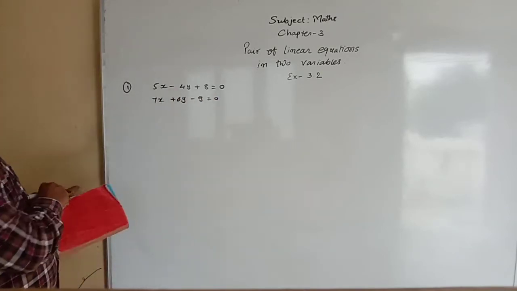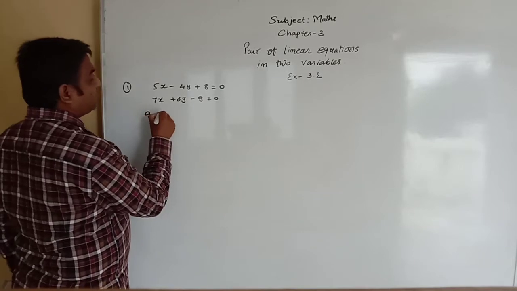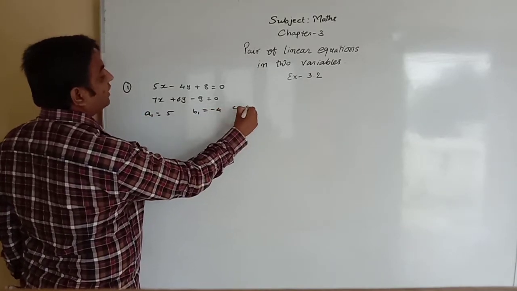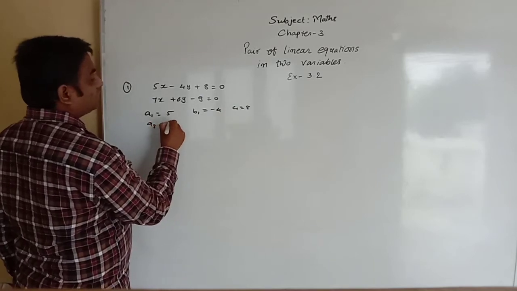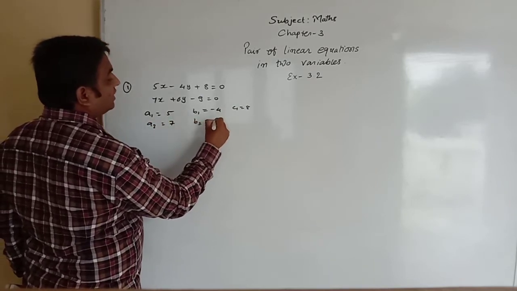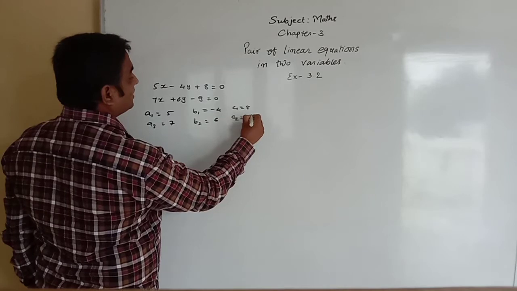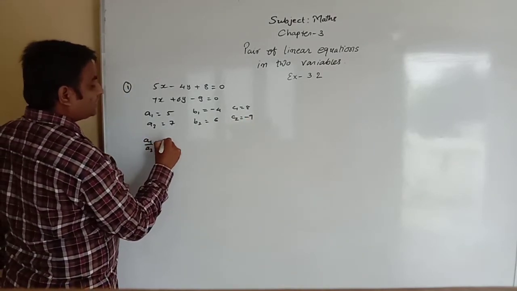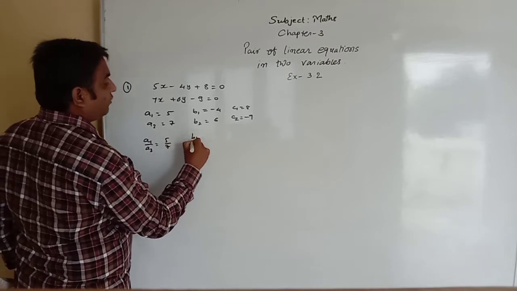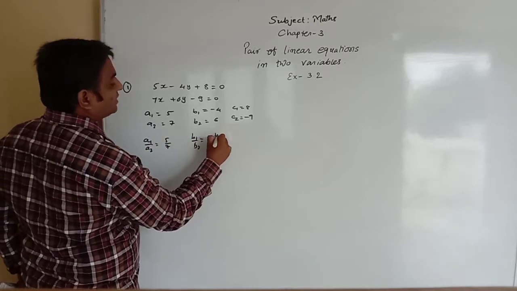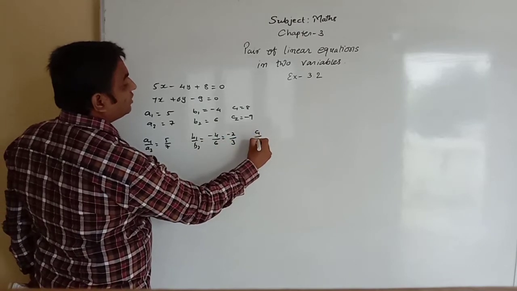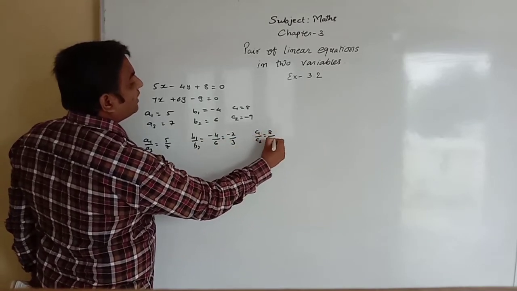So we write the a1, b1, c1. So a1 equals 5, b1 equals minus 4 and c1 equals 8. a2 equals 7, b2 equals 6 and c2 equals minus 9. So we take the ratio a1 by a2 equals 5 by 7. b1 by b2 we take, that is minus 4 by 6. So we simplify it, minus 2 by 3, and c1 by c2 equals 8 by minus 9.